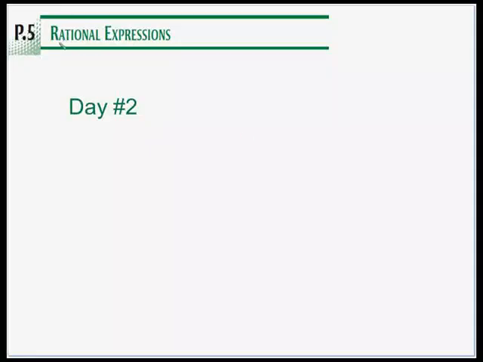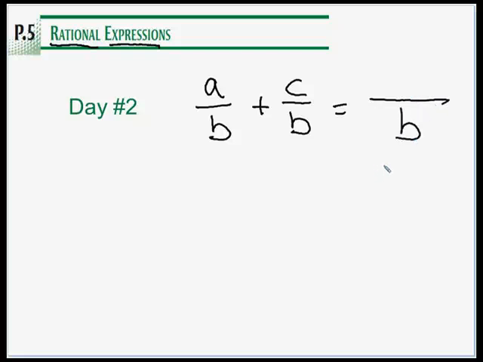Now we're going to tackle the harder part of rational expressions. We're going to add or subtract. And to add or subtract fractions, you've got to have common denominators. If I have a over b plus c over b, because the denominators are the same, we just keep the denominator, and then we add the numerators, a plus c. If this was a minus, that would just be a minus. If the denominators are common, you're good to go.